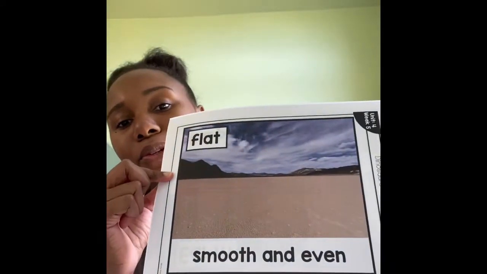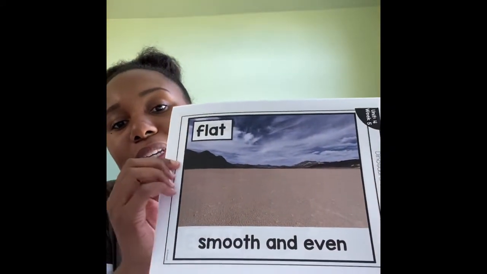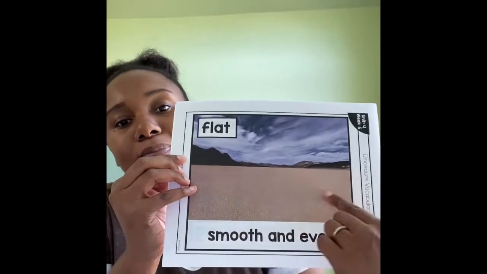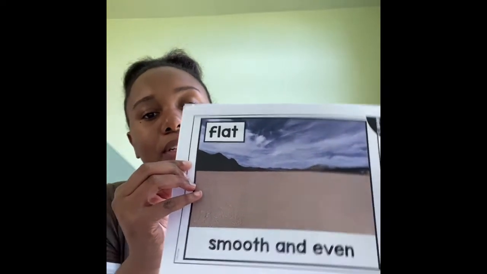So next I want to talk about our story this week. The story we're going to be reading this week is We Are the Dinosaurs. And this story has some vocabulary words to go with it. And so here are our words for this week. The first word is flat, and it's smooth and even. So like this piece of land here, it's flat, it's smooth and even.